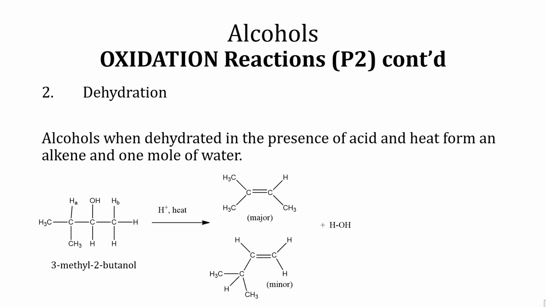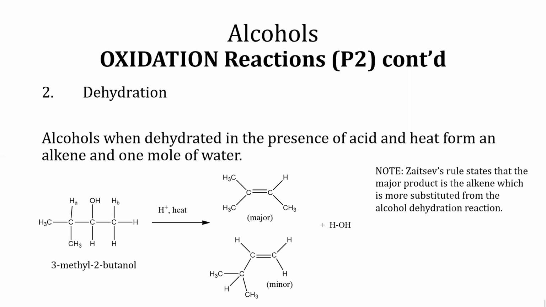3-methyl-2-butanol, which when dehydrated gives a major product of 2-methyl-2-butene. The minor product of 3-methyl-1-butene will not be formed because, according to Zaitsev's rule, the major product is the more substituted alkene, which is 2-methyl-2-butene.